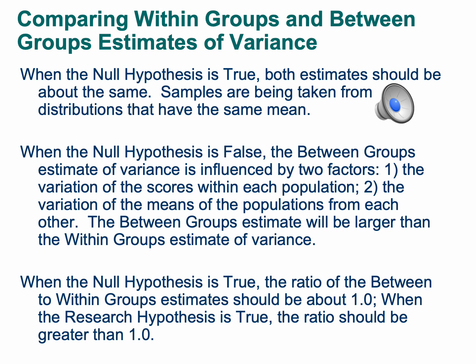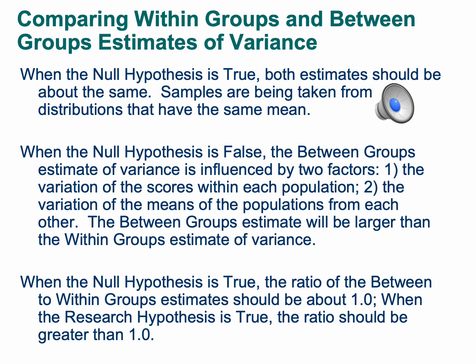However, when the null hypothesis is false, when you've got a difference between the groups, now you've got a different situation. The between groups estimate of variance will be influenced by both the variations within each population and the variation of the means of the populations from each other. In that situation, when there are mean differences, the between groups estimate will be larger than the within groups estimate of variance.